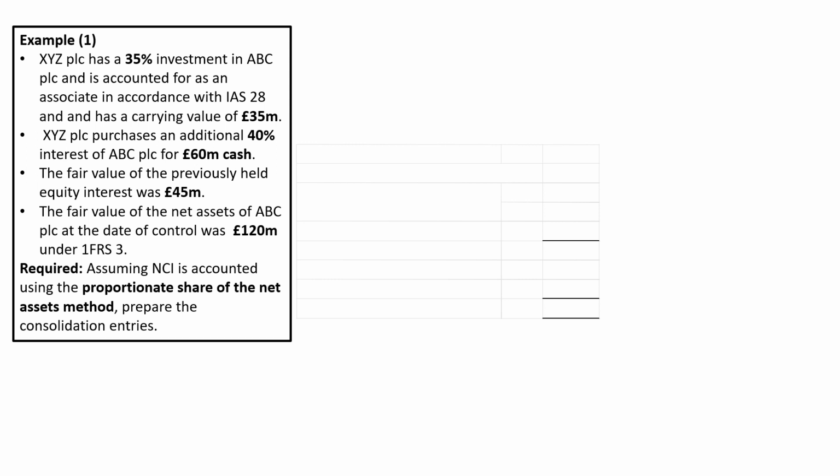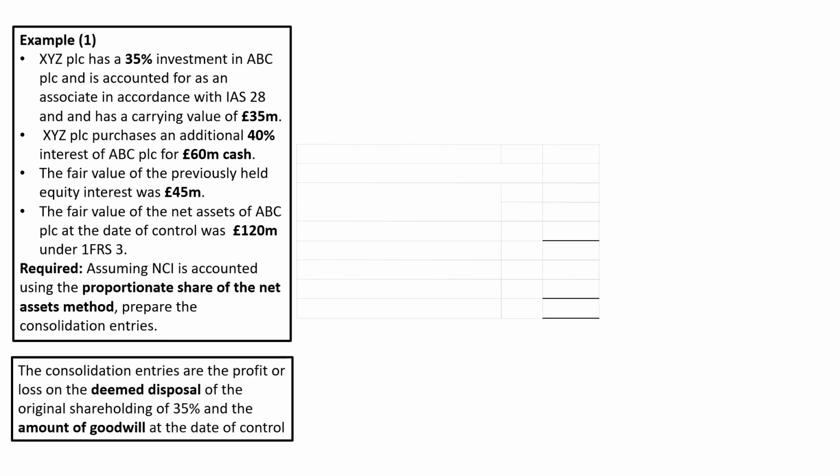The fair value of the net assets of ABC PLC at the date of control was $120 million under IFRS 3. So, required, assuming that NCI, which is non-controlling interest, is accounted for using the proportionate share of the net assets method, prepare the consolidating entries. So the consolidating entries are the profit or loss on the deemed disposal of the original shareholding of 35% and the amount of goodwill at the date of control.